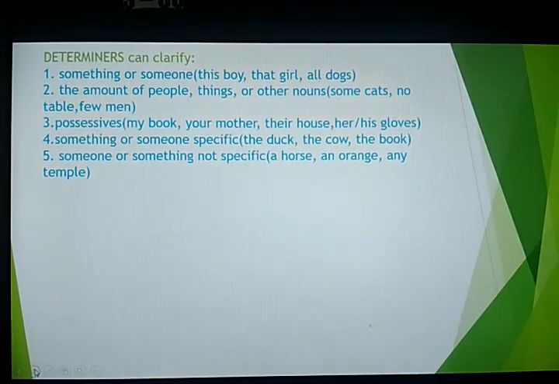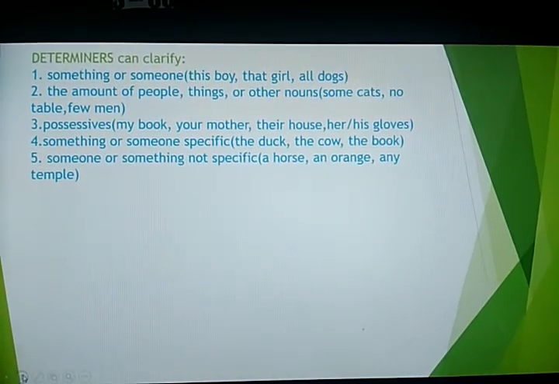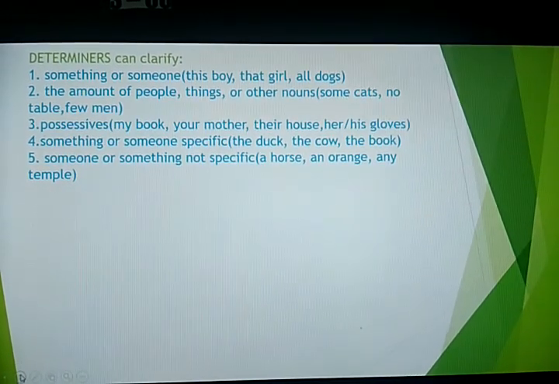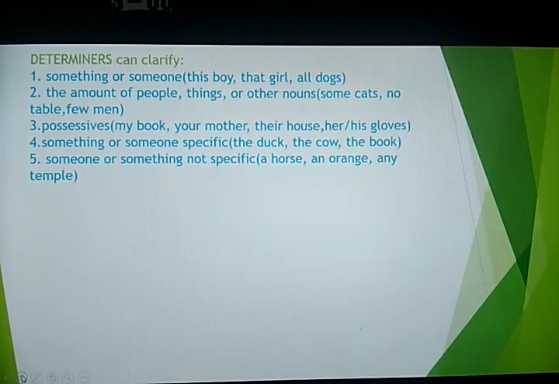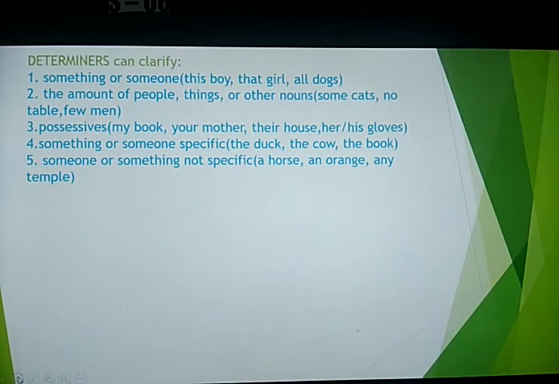So examples are given here. The duck, the cow, the book. It means this duck, cow and book, you are talking about a particular duck, about a particular cow or a particular book. There are many books, but you are talking about the book. That means a particular book.